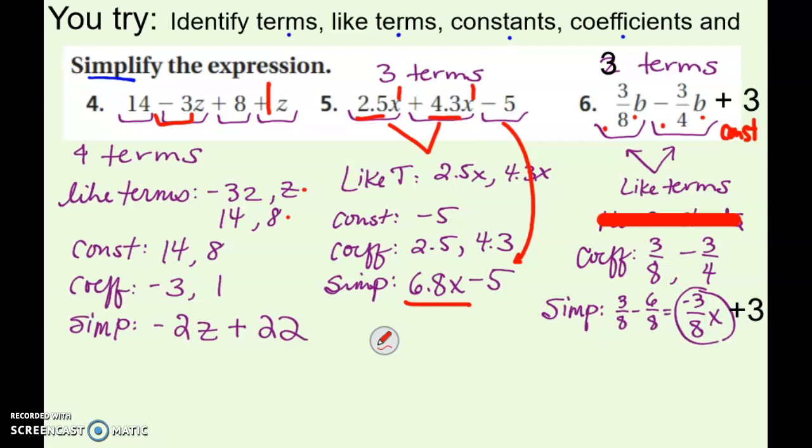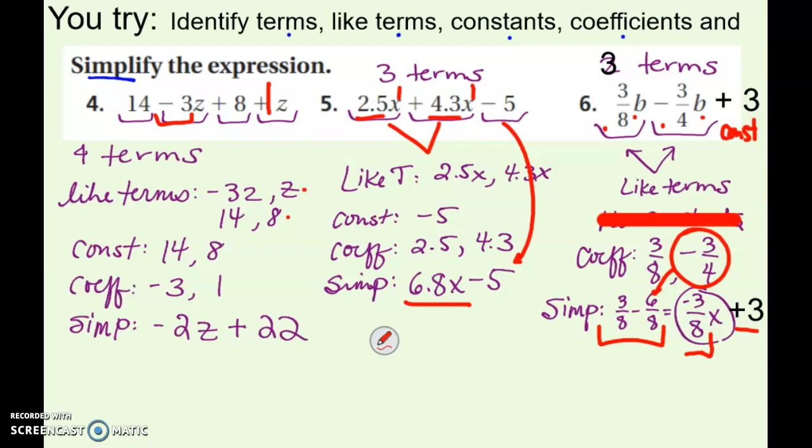Okay. And then, yeah, I got to do the work. So I got common denominators, right? 3/8. And then I changed this negative 3/4 into negative 6/8 to get common denominators. 3/8 minus 6/8 is negative 3/8 with my b's. And then just bring down the constant plus 3 by itself. Okay. So we've gotten lots of practice with terms, like terms, constants, coefficients, and simplifying.